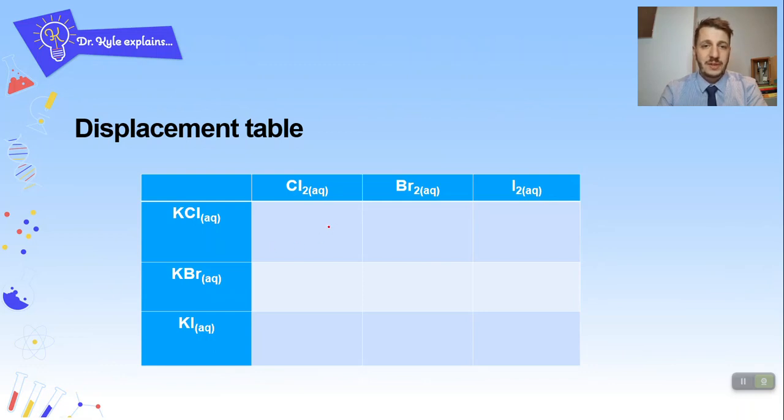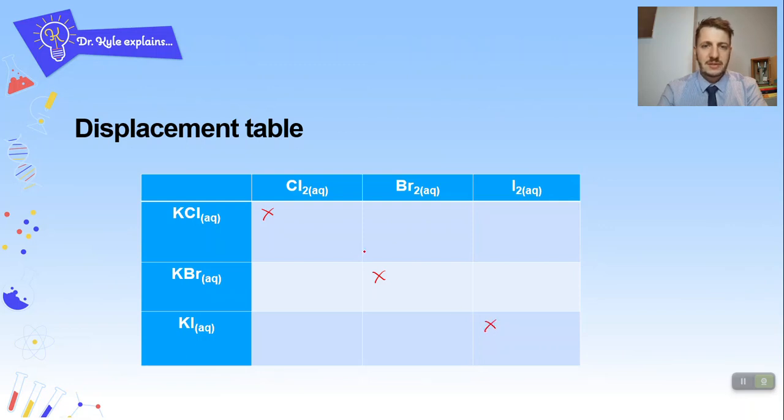Okay, so hopefully straight away you can see that chlorine versus chlorine is not going to do anything. So we'll just put a little cross in that one. Bromine and potassium bromide, it's not going to do anything. So again, just going to do a little cross. And iodine again, it's not going to do anything.